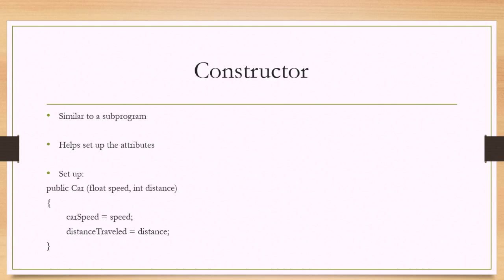Then we have our constructor, and basically the constructor is similar to a subprogram. All it does is help set up the attributes. What an instance of an object means is when you create a copy of an object. When you create an object, you need to give it values to start it off. So it needs to know its original speed. It needs to know its max speed. The bank needs to know how much money they're set up with, their mortgage rate, whatnot, right? So you set in those parameters and you create the data, and there's not much more to that.